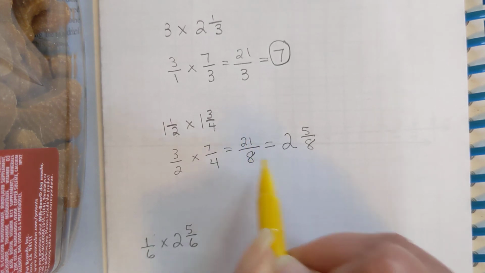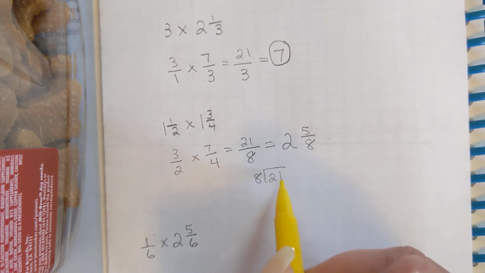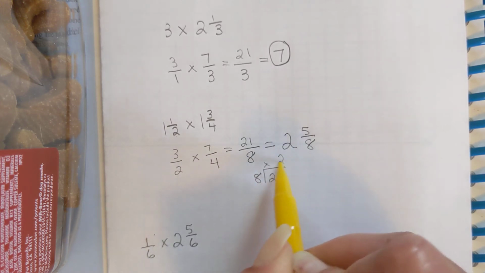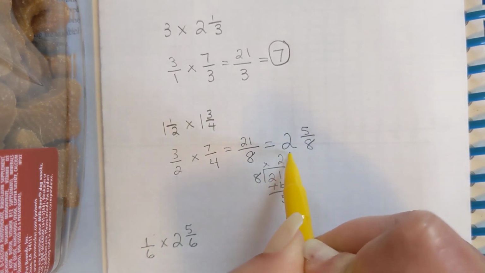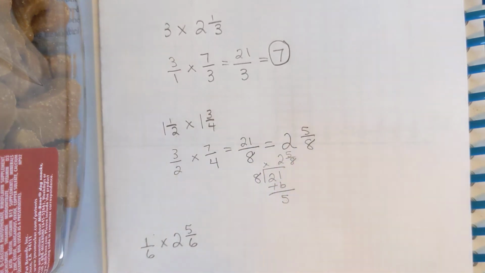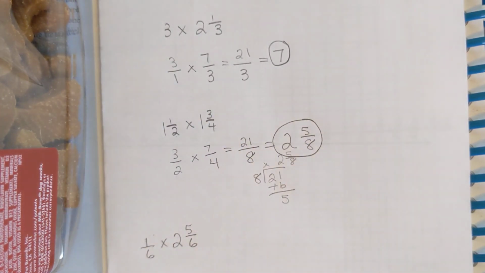So I could take 21 divided by 8. So 8 goes into 21 2 times. 2 times 8 is 16. I subtract. I get 5. Make this into a fraction, 5/8. So that's just another way to simplify it. But 2 5/8 is my answer.